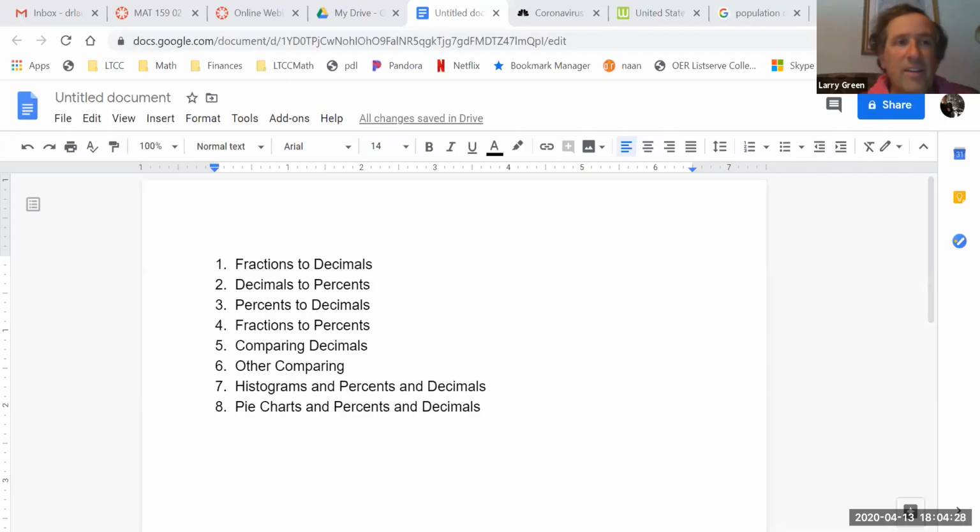Okay, so here is the agenda. What we're going to do is look at taking a fraction and turning it into a decimal, taking a decimal and turning it into a percent, taking a percent and turning it into a decimal, then taking a fraction and turning it into a percent. Okay, so we're going to be looking at that.